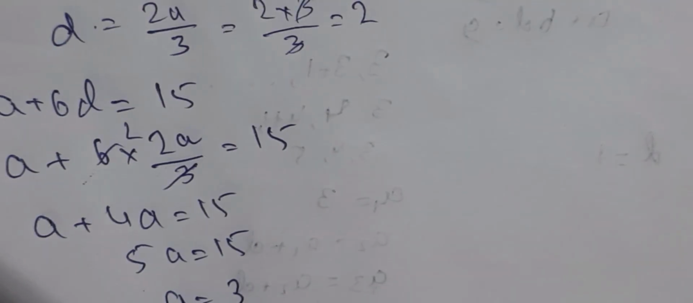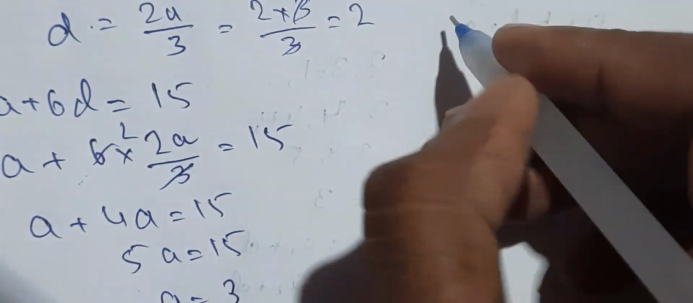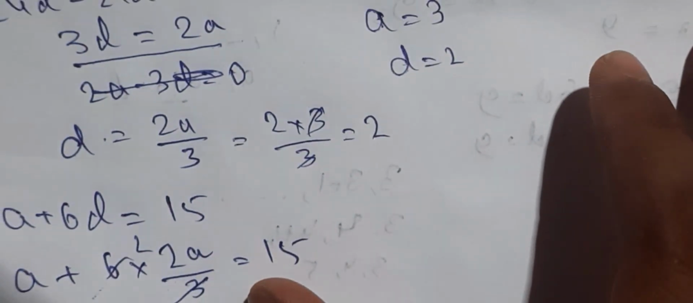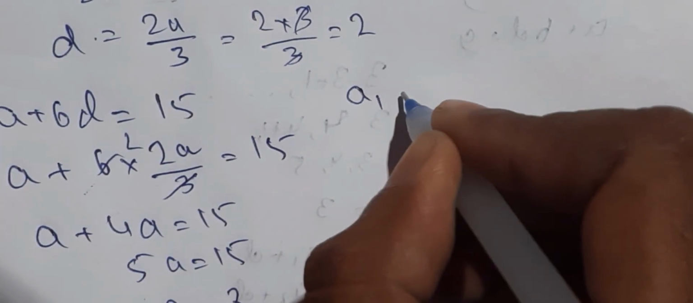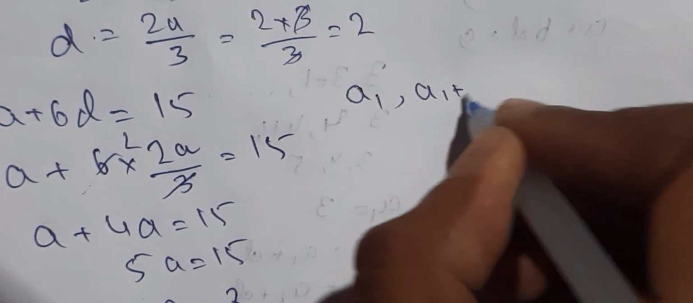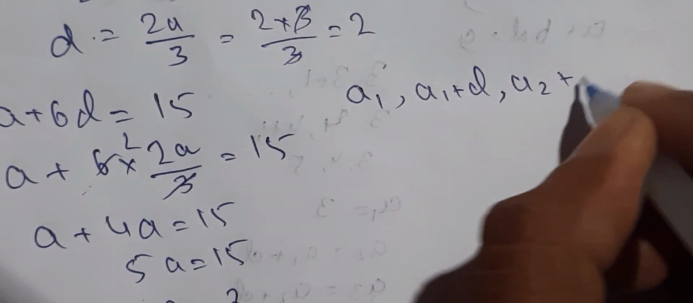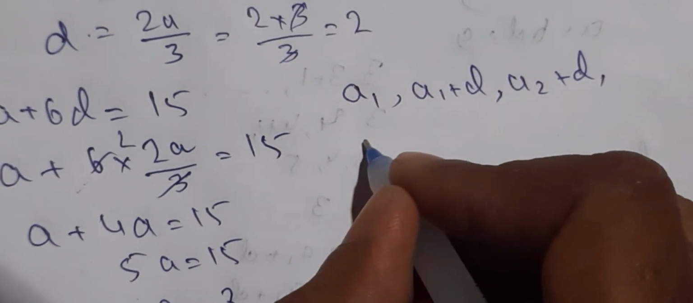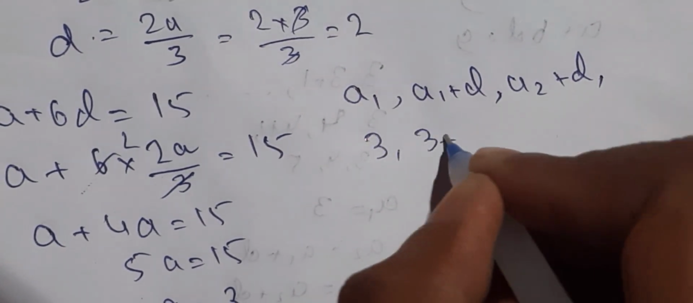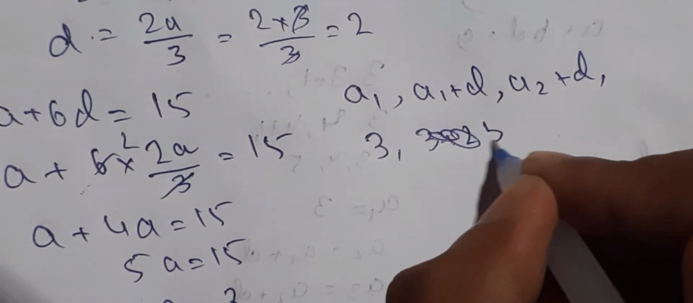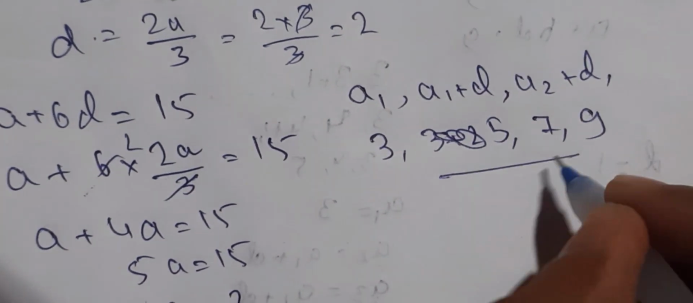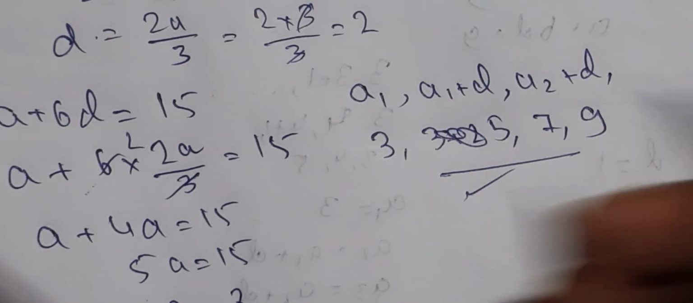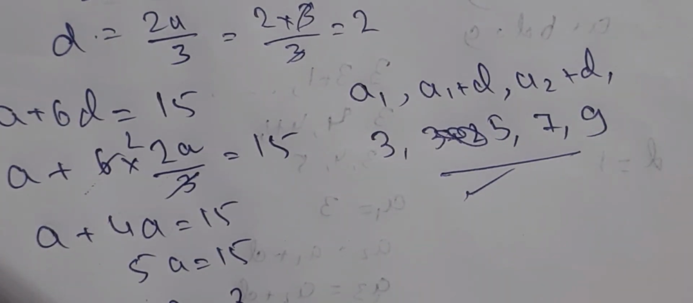So a is how much? 3 and d is equal to 2. So first value will be a, which is 3, and d is 2. So first value will be a only, a1. Then a1 plus d is the second value. Next a2 plus d. Like this it will go on. So first is 3, next one is 3 plus 2, we get 5. Next 5 plus 2, 7. Next 7 plus 2, 9, and so on. This is the series. So for this we have to have a and d. So we got the value and we have substituted. Let's go for the next one.